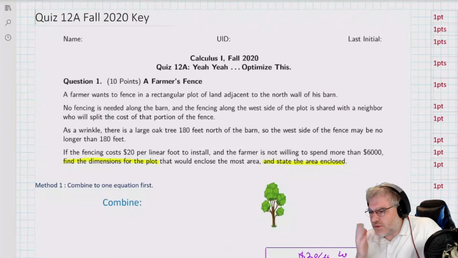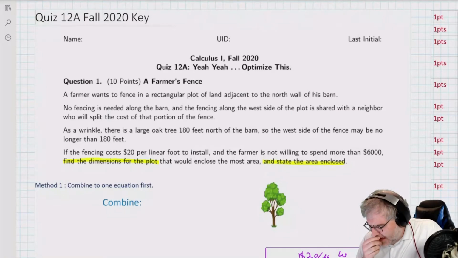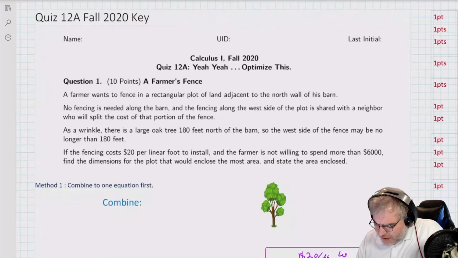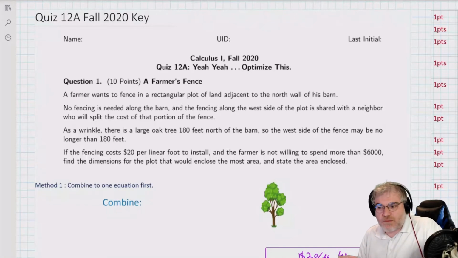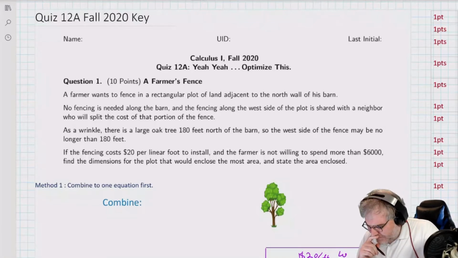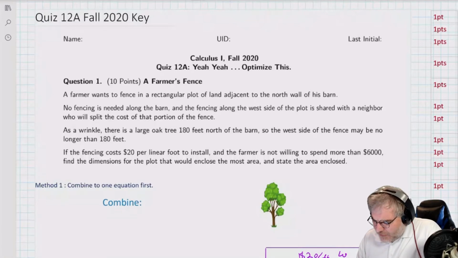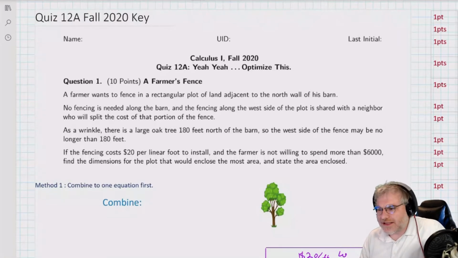So, this quiz is an optimization problem, and it has a wrinkle. I've got a situation where a farmer wants to build a fence in the land adjacent to the north of his barn. He gets to use the barn for part of the fence, and that side's free. On the west side of the plot, he's sharing the fence with a neighbor who'll split the cost of the fence with him. They're good neighbors. The neighbor kind of wants a fence too, and they're going to share the cost.